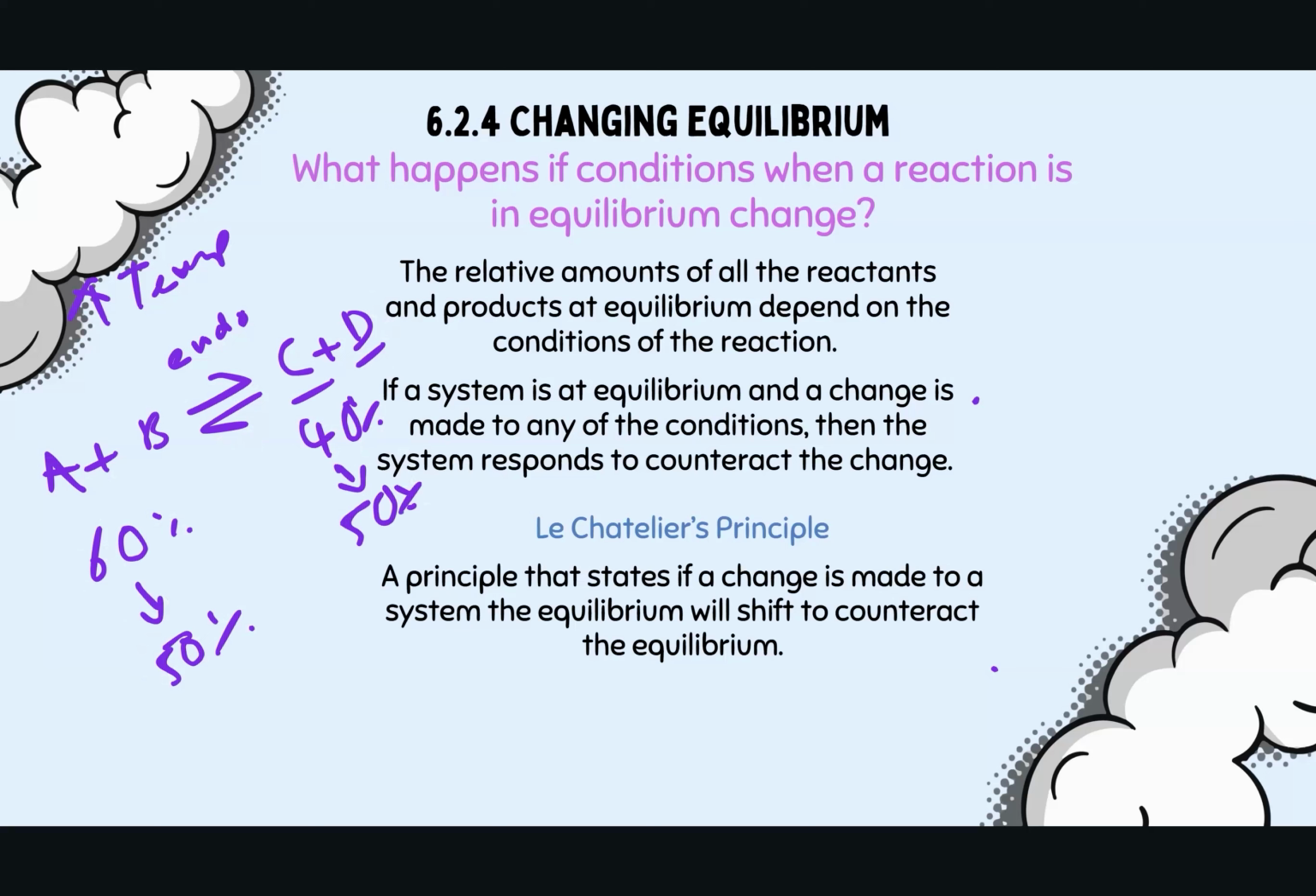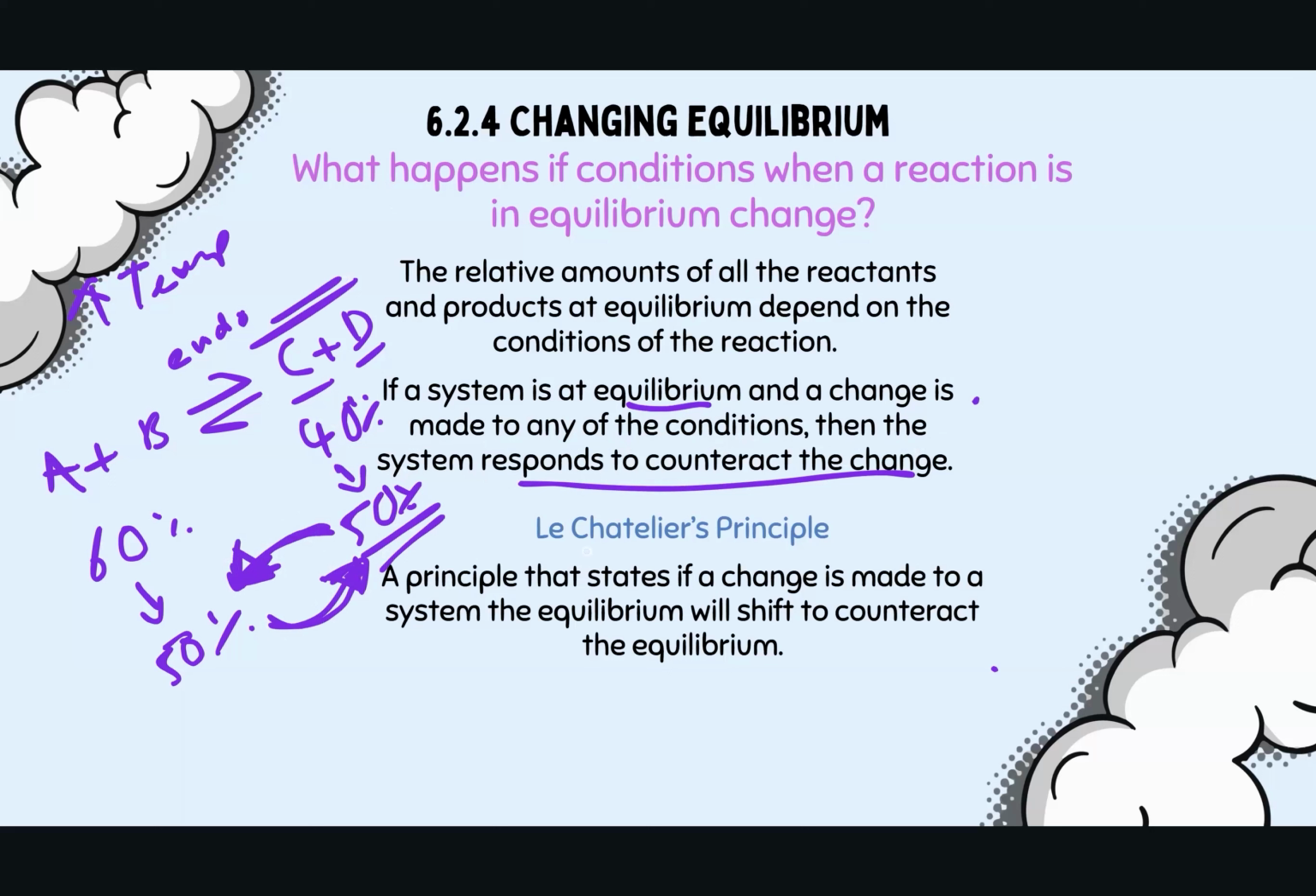But what will happen is the equilibrium, so it says here, if a system is at equilibrium and a change is made to any of the conditions, then the system responds to counteract the change. So this is what the system's done to counteract the change. The increase in temperature has pushed the equilibrium towards C and D until we get to a point where the rate of reaction becomes the same in both directions. And that's why we end up pausing at a certain percentage again. But at least for a company that's dealing with this, they're making more of the product.